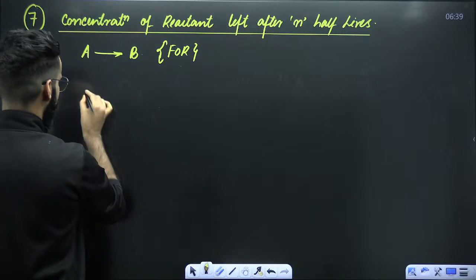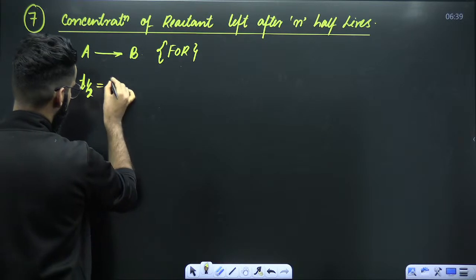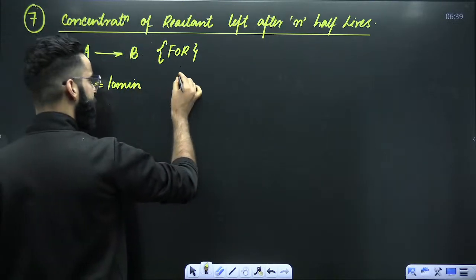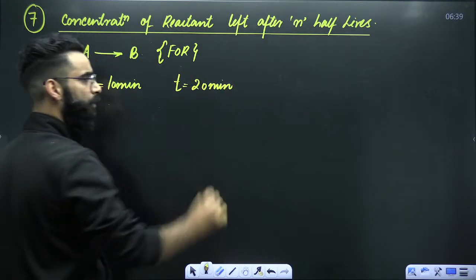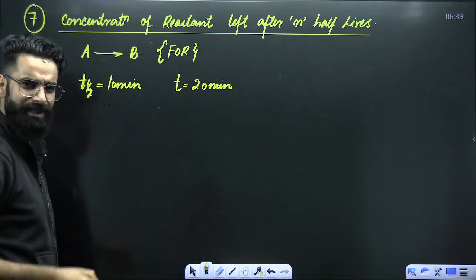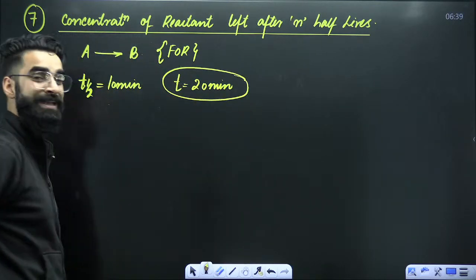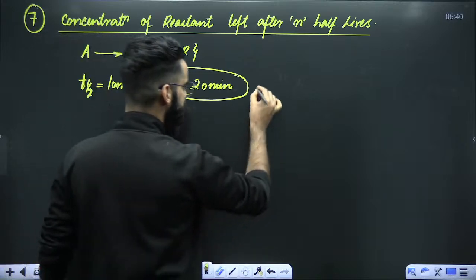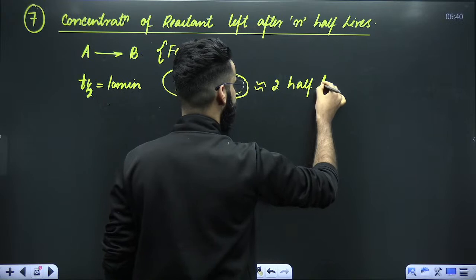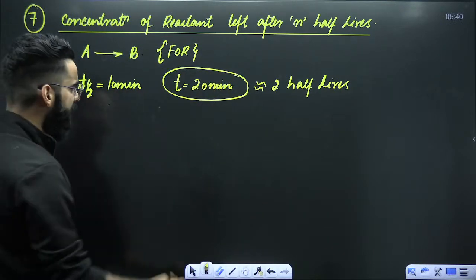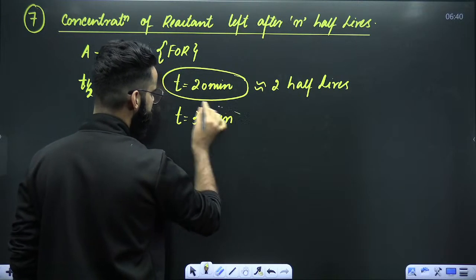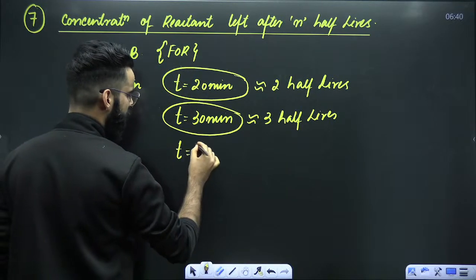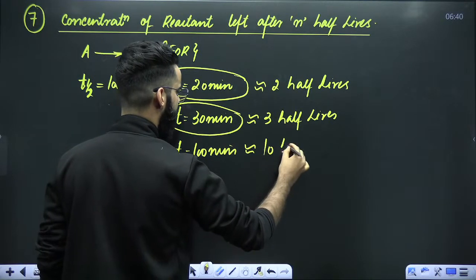For example, just to make you understand, let's assume the half-life of this particular reaction is 10 minutes. If I write T is equal to 20 minutes, can you tell me how many half-lives this will represent? Half-life is equal to 10 minutes, so 20 minutes will represent 2 half-lives. If I write T is equal to 30 minutes, that will represent simply 3 half-lives. If I write T is equal to 100 minutes, that will represent 10 half-lives.